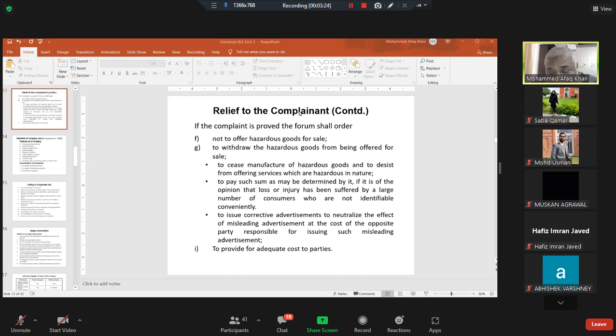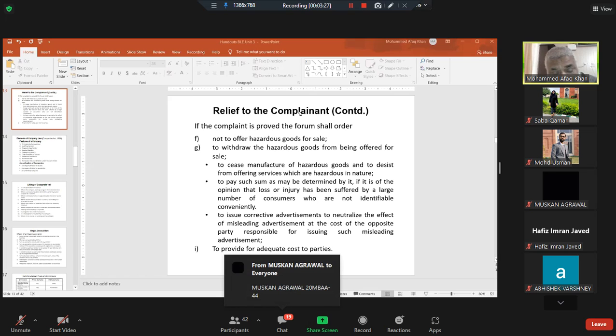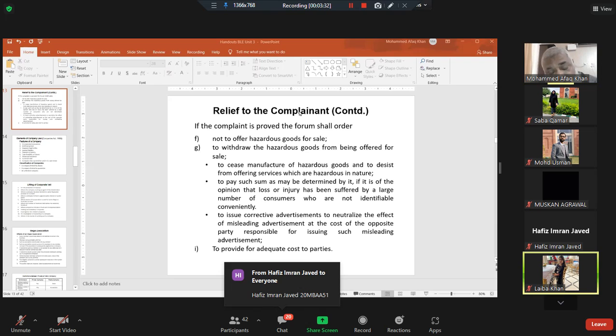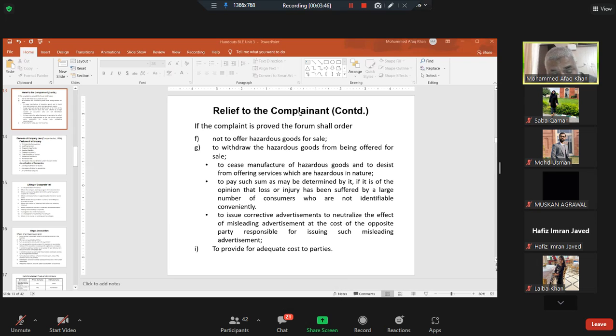So in case of any inconvenience that had been caused to the consumers with the use of that product, particularly relating to services, or any harm has been caused to the consumers by buying and by using a particular product, adequate compensation has to be provided to the consumers. So the respective forum will direct that company to provide that compensation.